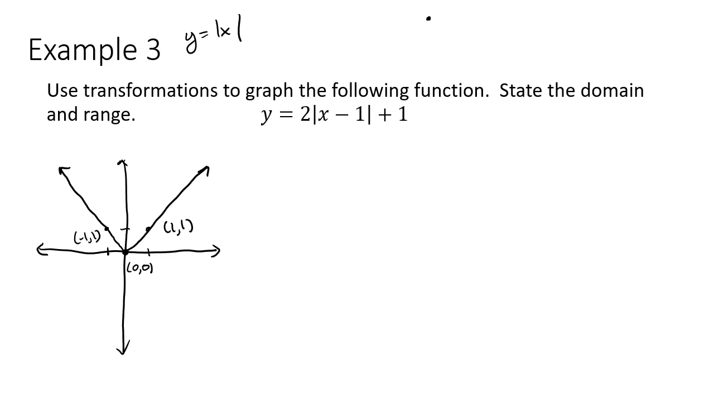Let's start with the two out front, because that's what we would do first in the transformation order anyway. So it's a +2 this time around, which means the graph is not getting reflected. So all that's happening this time around is that the graph is being stretched vertically by a factor of 2.